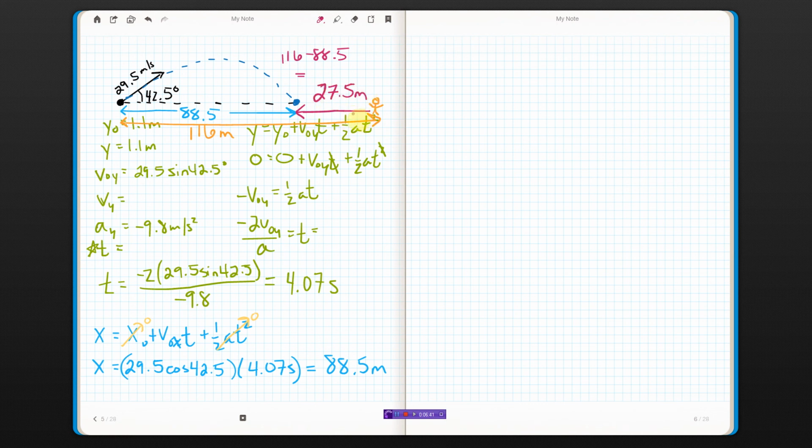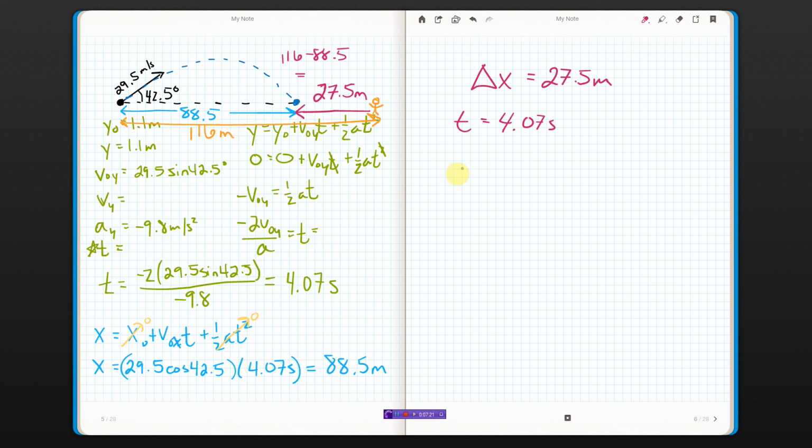So he's got to run 27.5 meters right when the ball was hit. It says, assuming that he starts running the instant the ball was hit. So this guy has got to run a total of a 27.5 meter displacement, and he's got to do it in the time it takes from the ball being hit to getting here, which we already calculated was 4.07 seconds.